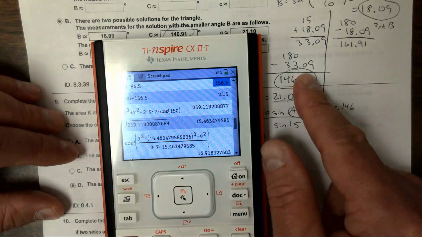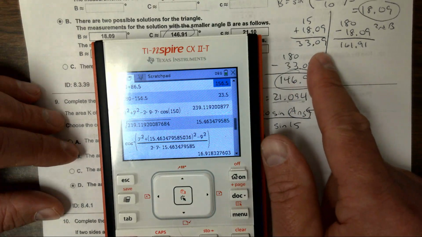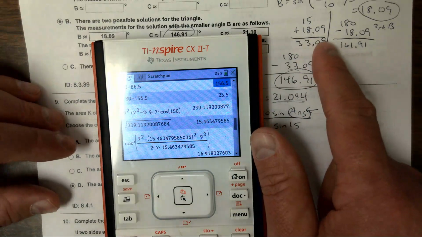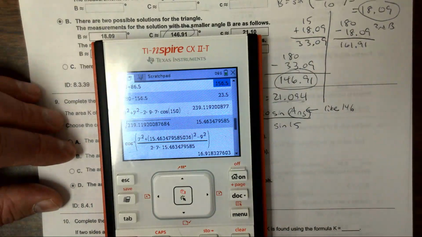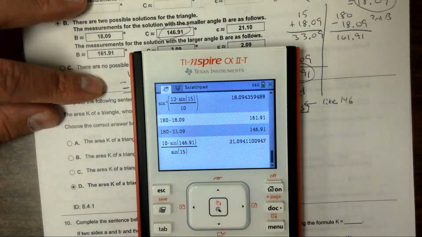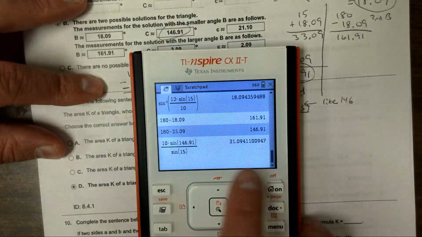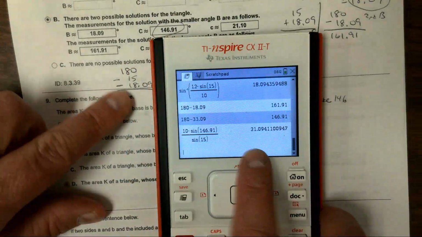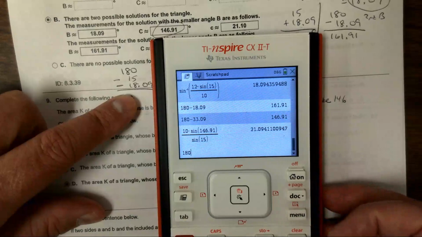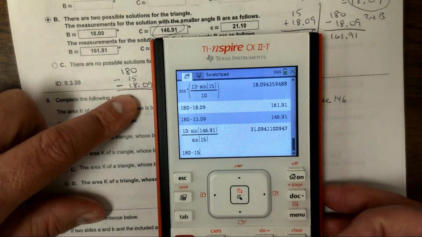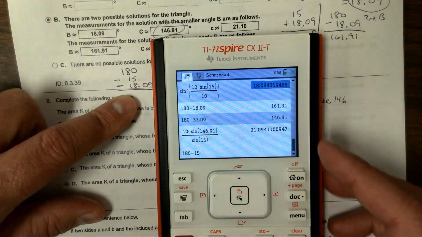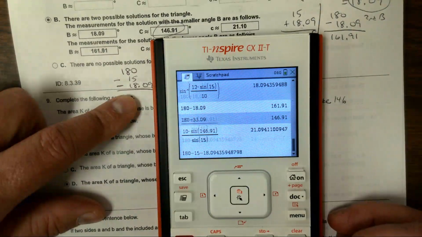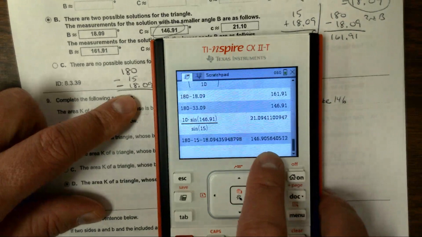Oh, it's from a 33. Well, it was the one with the 18. Okay, so we need to backtrack a little bit. We need to do 180 minus 15 minus this 18 thing. That gives us that answer.